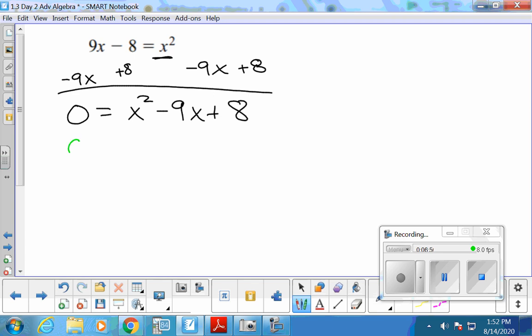Time to factor, everybody. What numbers multiply to positive 8 and add up to negative 9? Beware of the double negative. That's right. It's a negative 8 and a negative 1, making our final solutions 8 or 1.